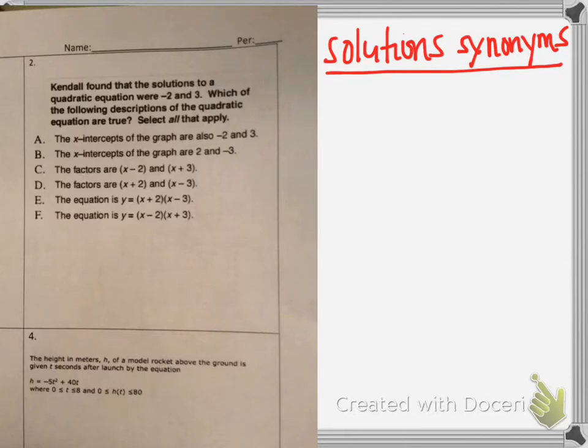So if I look at the options, A and B are talking about x-intercepts, C and D are talking about the factors, and E and F are talking about the actual equation. So let's focus on parts A and B. So they're talking about x-intercepts.